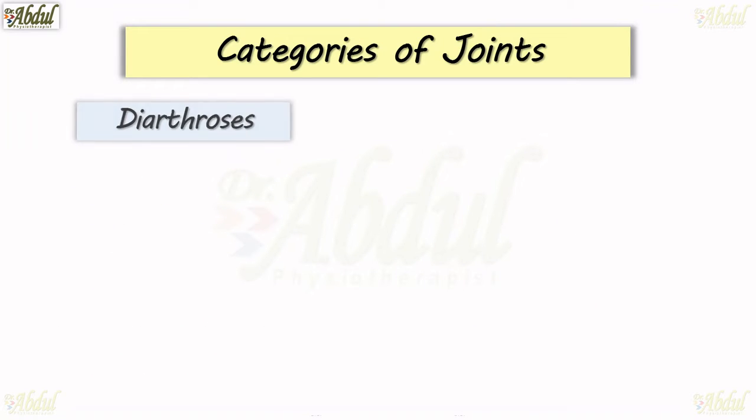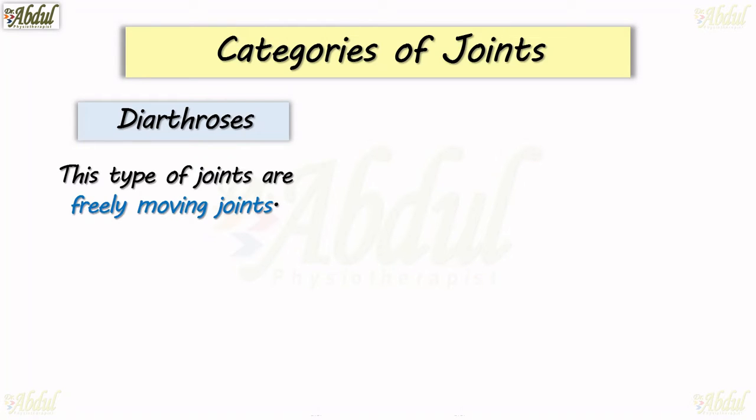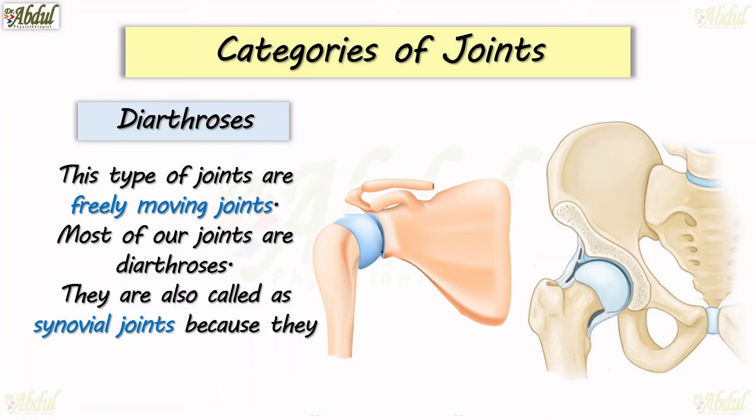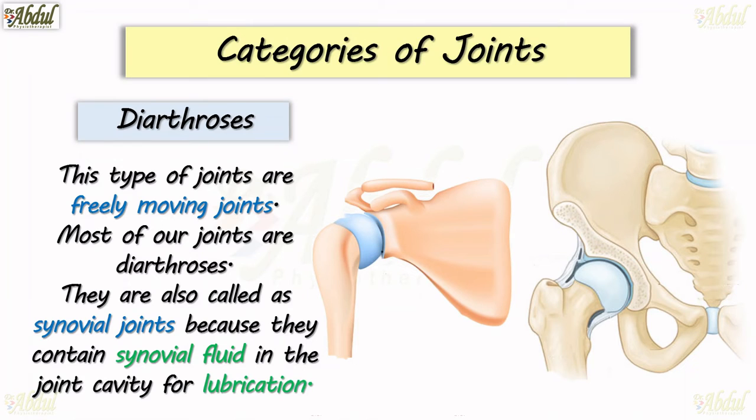Diarthrosis. These types of joints are freely moving joints. Most of our joints are diarthrosis. They are also called synovial joints because they contain synovial fluid in the joint cavity for lubrication.